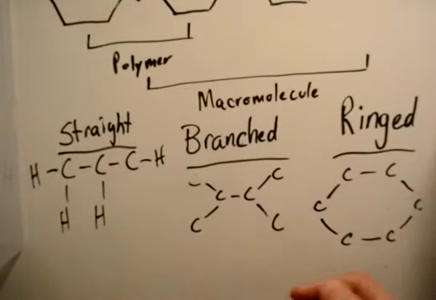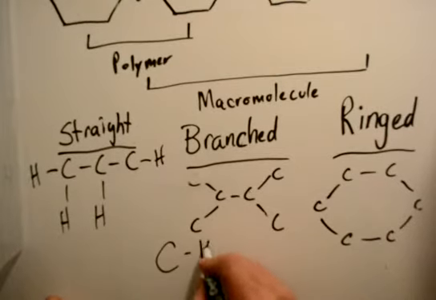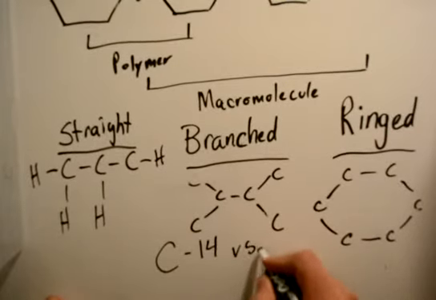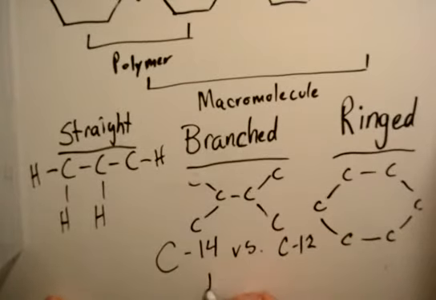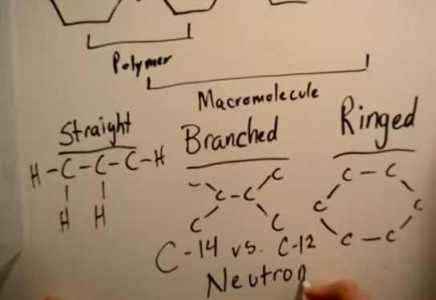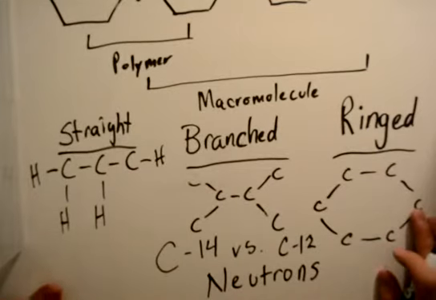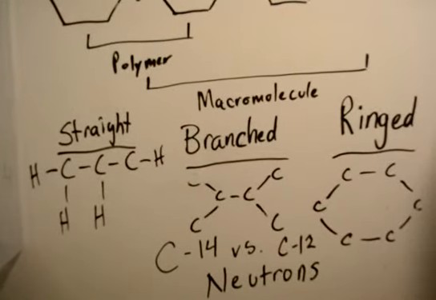Okay, so again, what we're talking about here is carbon 14 versus carbon 12. And they're going to differ in terms of neutrons. Now, the order of how compounds are constructed is, okay, so compounds are always going to start with atoms. Okay, so we're going to have our atoms that form our monomer, that form our polymer, that form our macromolecule.